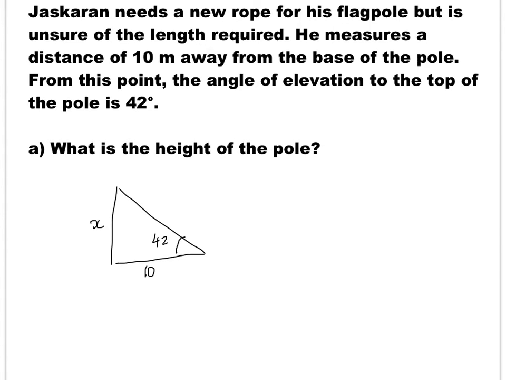Meaning this one, x. Since this is a right triangle, I can use the trig ratios. I have the angle, the adjacent, and I'm looking for opposite. So this is a good candidate for tan. So I can use tan 42 is equal to opposite, which is x, over adjacent, which is 10. Cross multiply, we get x is equal to 10 times tan 42, which is approximately equal to 9.